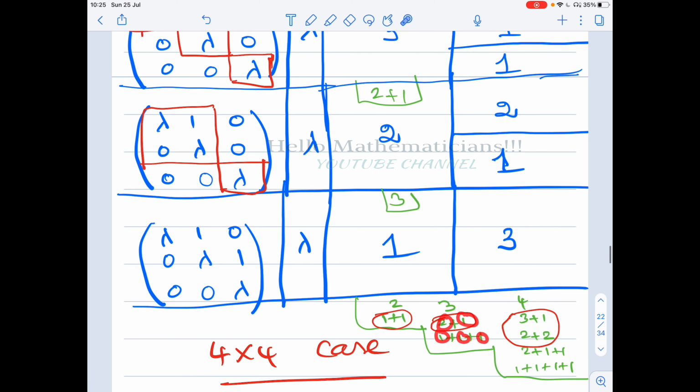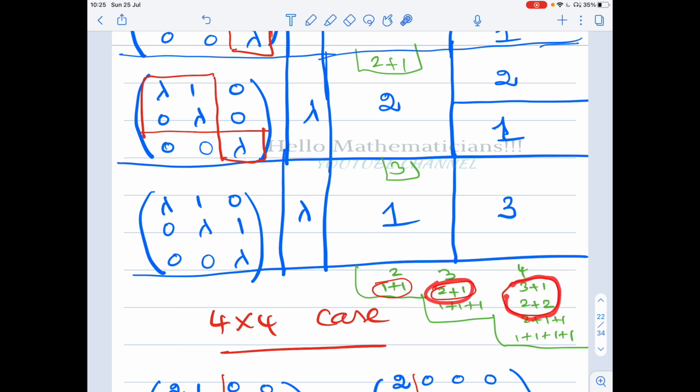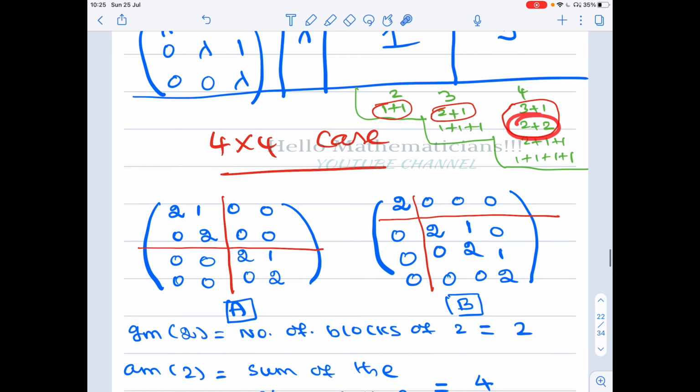So for 3 there is only one partition with two parts. For 4 there are two partitions with two parts, for example 3 plus 1 and 2 plus 2. Note that if a Jordan matrix has its block sizes given by any of these partitions, then the number of parts is equal to the number of blocks. For example, if it is 2 plus 2, then there is a block of size 2 and another block of size 2. Similarly, if it is a 3 plus 1 partition, then there is a block of size 3 and a block of size 1.